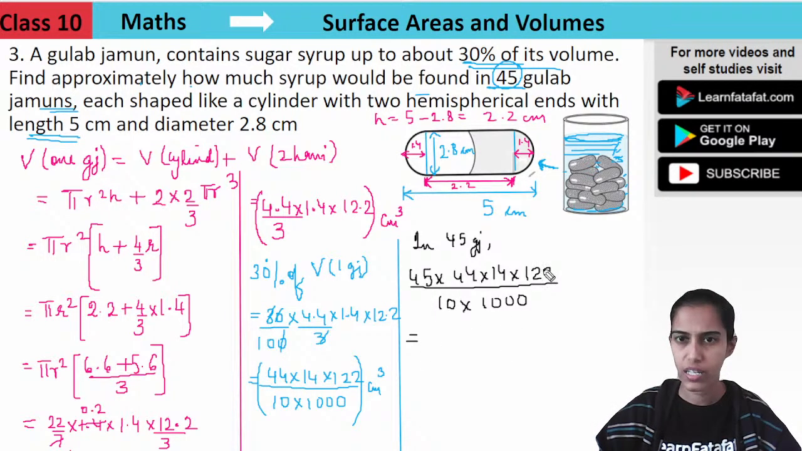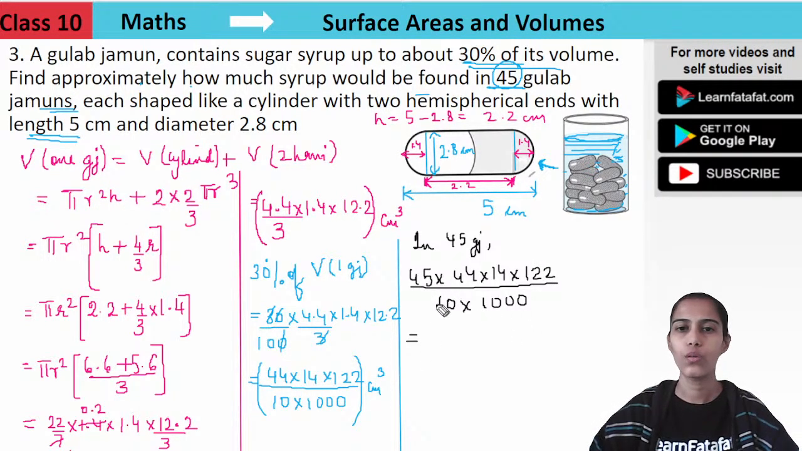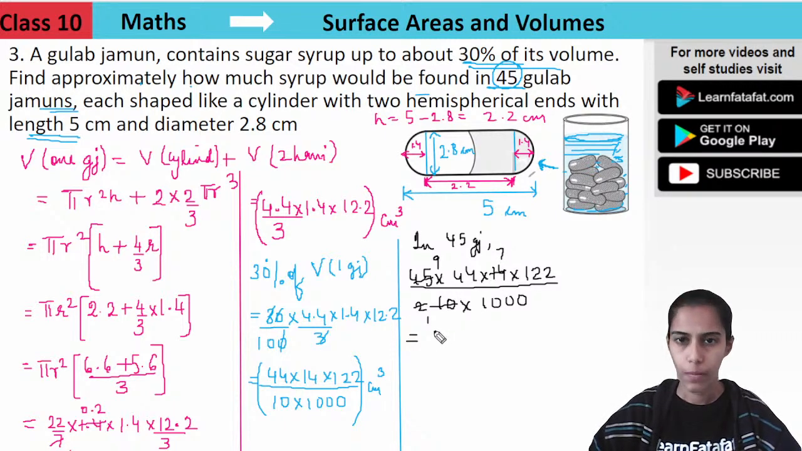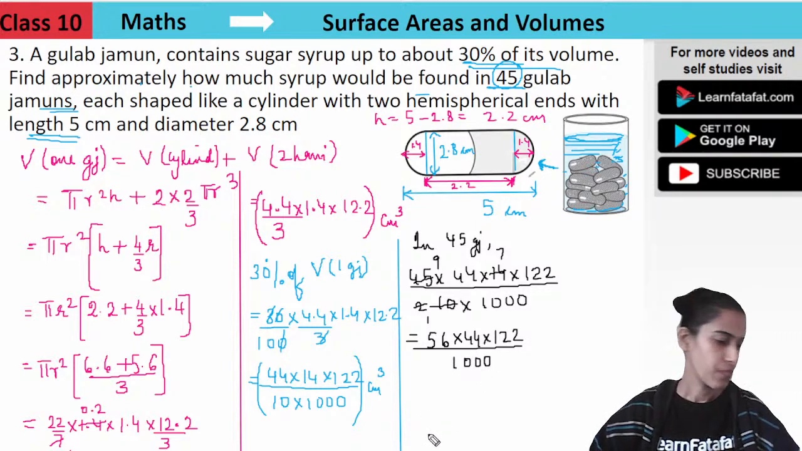Either directly multiply all this and then put the decimal, or else you can see here: 5 2s are 10, 5 9s are 45, 2 1s are 2, 2 7s are 14. So I'm left with 9. Okay, 9 into 7 is 63. Let's write 63. 63 into 44 into 122 upon 1000. Okay.